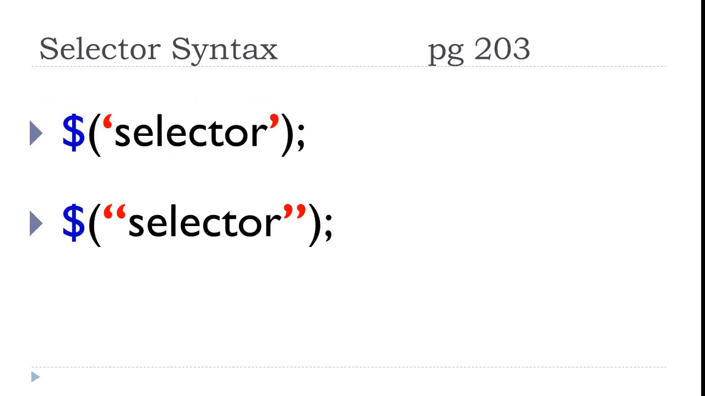All right, the syntax for accessing a selector, or making an object reference to that selector so that we can do something with it, is the dollar sign, and inside the opening and closing parentheses is the name of the selector. The name of the selector must be inside a quotation, and that can be a single quote or a double quote. And here again, it is a JavaScript statement, so it will end with a semicolon.